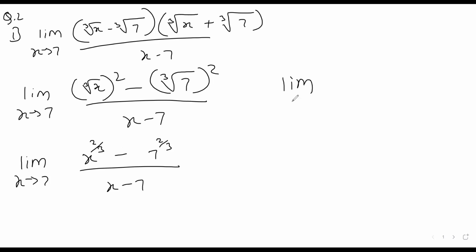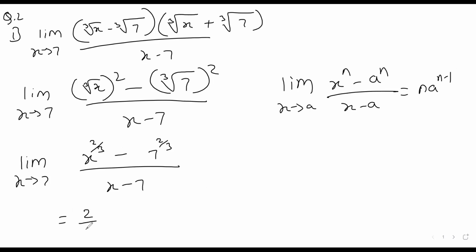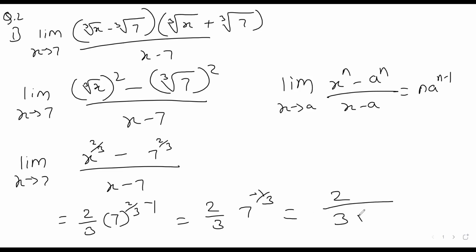Yes, the formula is limit x tends to a, x raised to n minus a raised to n upon x minus a. That is n a raised to n minus 1. This is 2 by 3, 7 raised to 2 by 3 minus 1. This is 2 by 3, 7 raised to 1 by 3 minus 1 by 3. This is your answer. Or I can say 2 upon 3 cube root of 7. Because 7 raised to 1 by 3 is cube root of 7. And this 7 raised to minus 1 by 3 will go in the denominator.